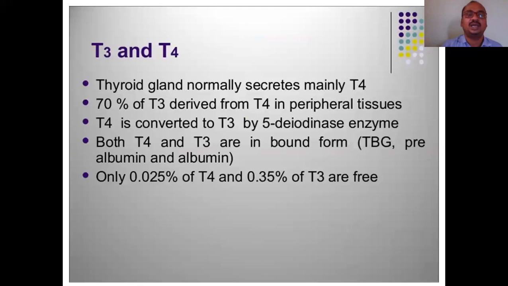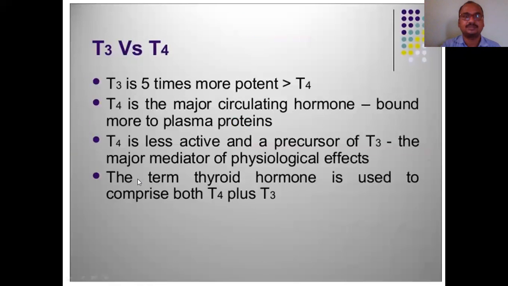The thyroid gland normally secretes mainly T4. 70% of T3 is derived from T4 only. Mainly T4 will be released, and T4 is converted peripherally into T3. 70% of T3 comes from that only. T3 is 5 times more potent than T4. That's why in the mechanism of action also T3 is the main one. T4 is converted into T3, and T3 shows the action on the TR.